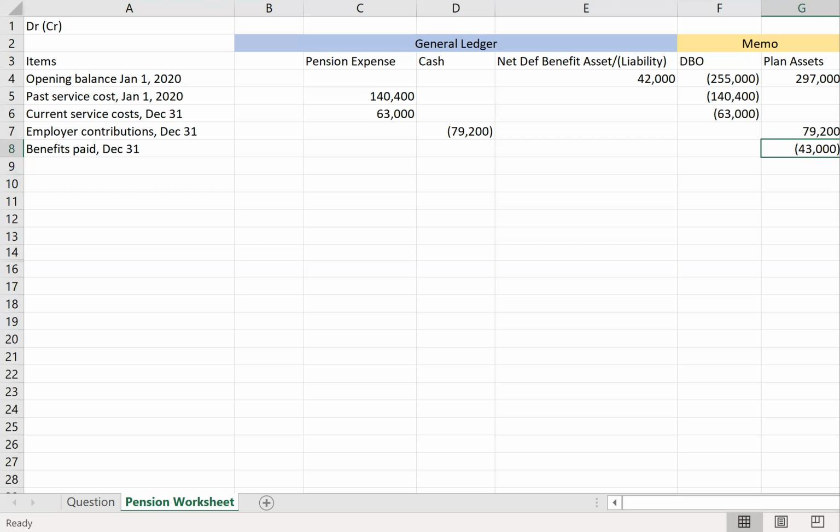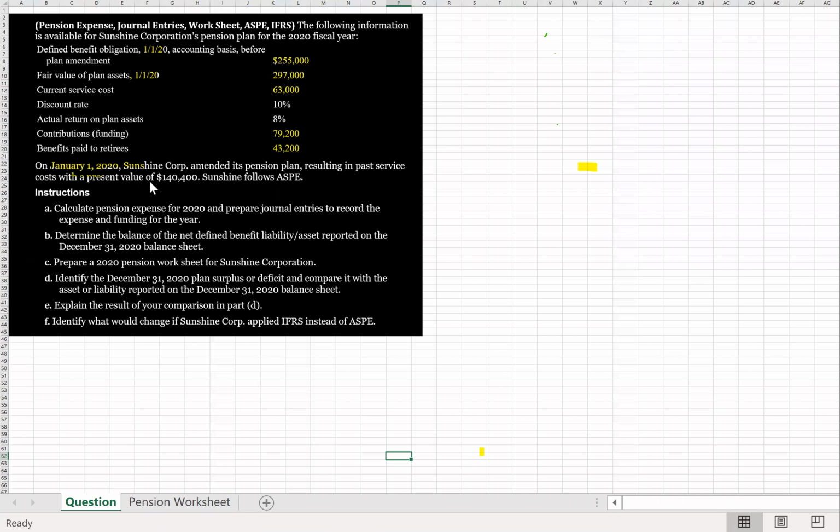So this is going to decrease the assets of the plan. If you think about it, they just wrote someone a check, so their bank account's lower, and it's also going to decrease the future obligations under the plan because we just paid a variety of people 43,200, which means we have that much less that we need to pay in the future. Okay, so we got that one, we got this one. So we've picked up everything here.